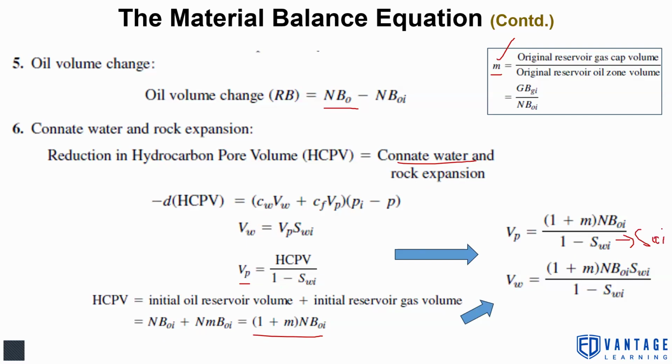So we convert the pore volume into reservoir condition by dividing it by Soi, the oil saturation. So the pore volume expands, or increases, mathematically. And the volume of water in the pore volume is (1 plus m) into N Boi into the equivalent saturation of water at the initial condition, by (1 minus Soi).